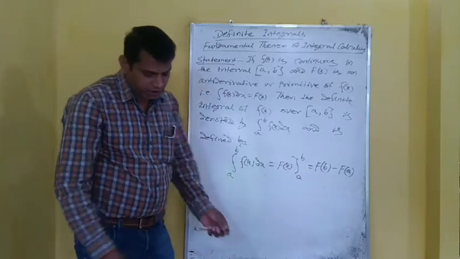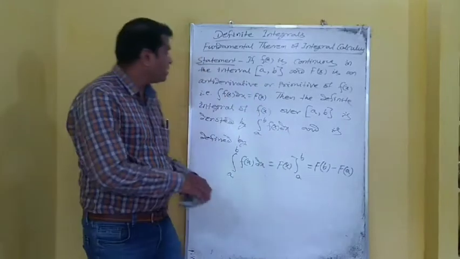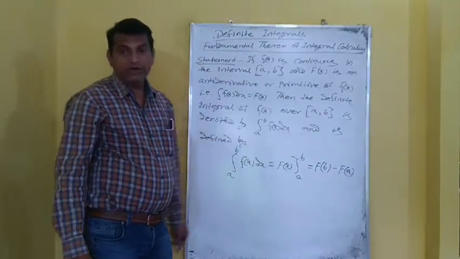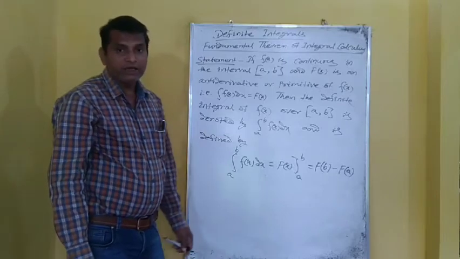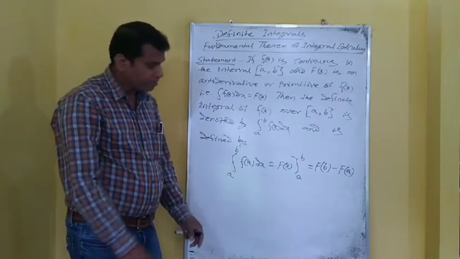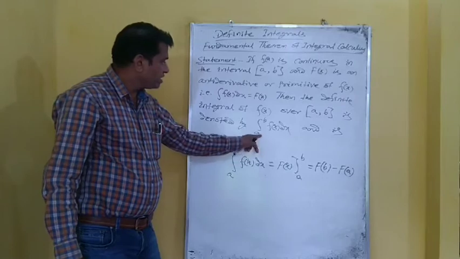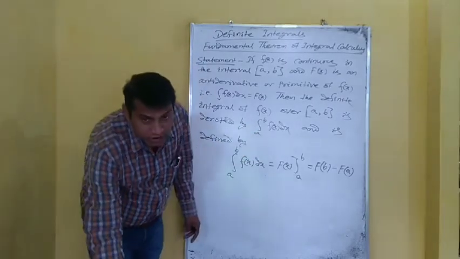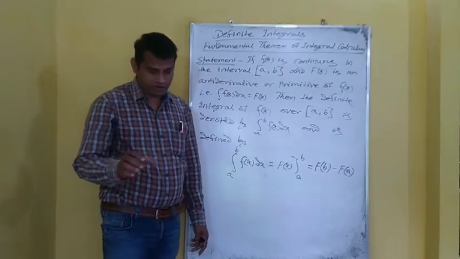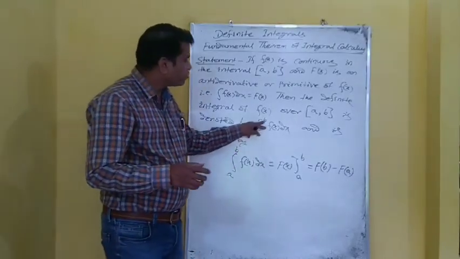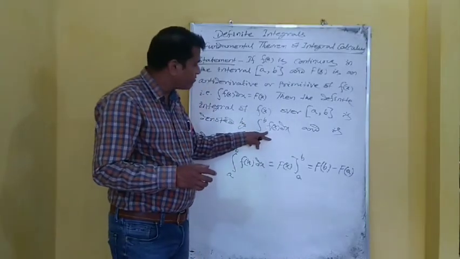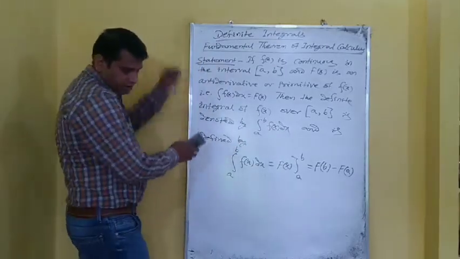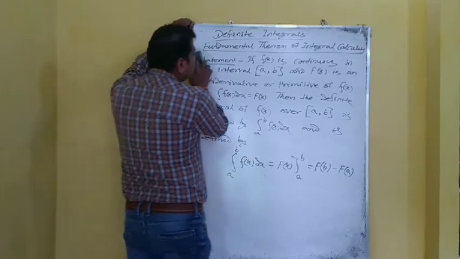The closed interval [a, b] is called the interval of integration. We read the integral from a to b of f(x) dx as the integral of f(x) from a to b.